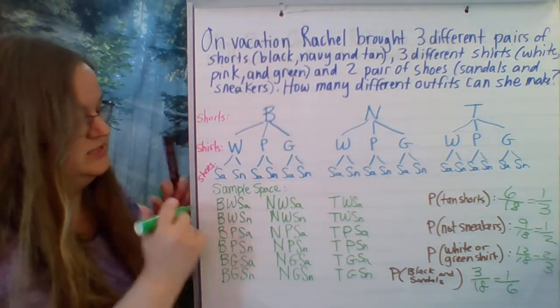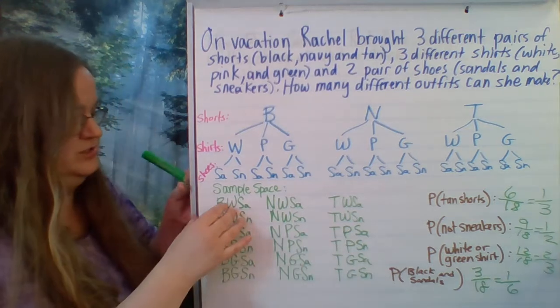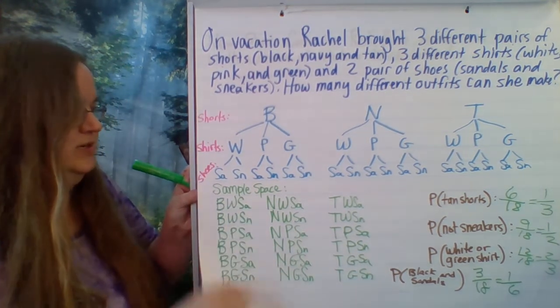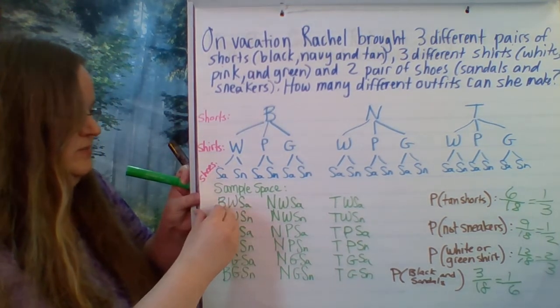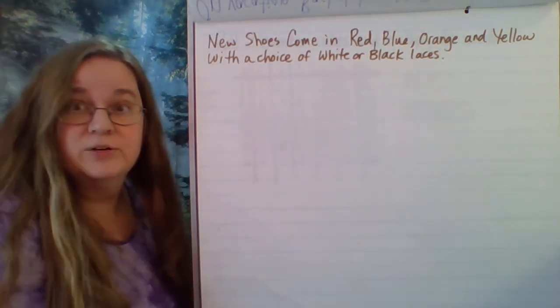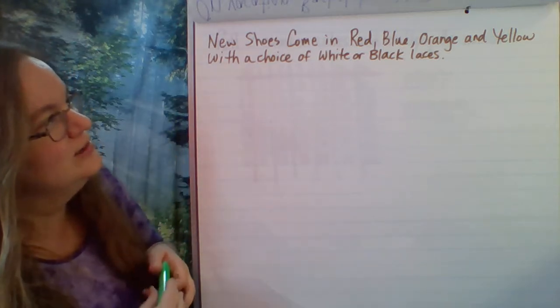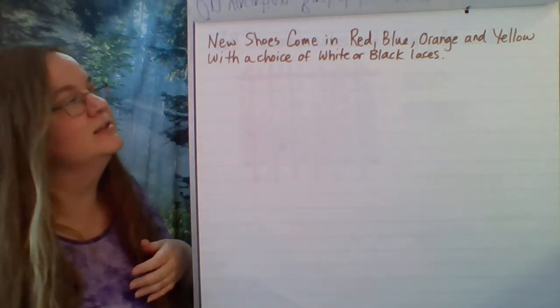We can organize it in a way that makes it really easy to answer those types of questions. Okay, let's look at another example. And this time we're going to create the tree diagram. So let's say that there are new shoes. They come in red, blue, orange, and yellow. And you can have white or black laces.